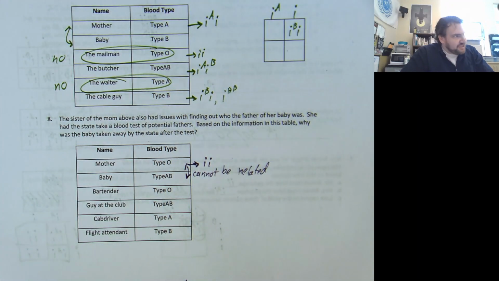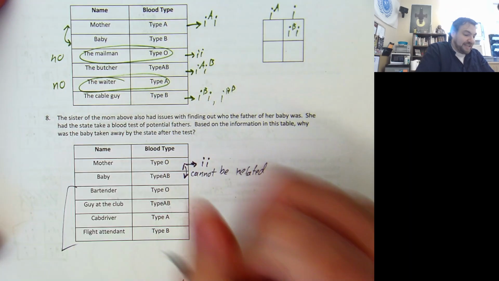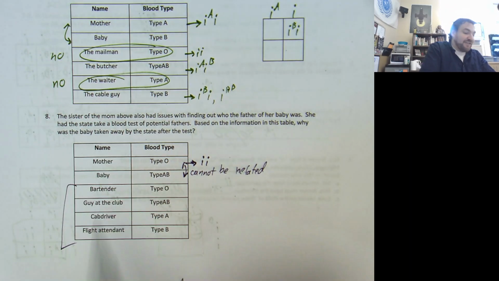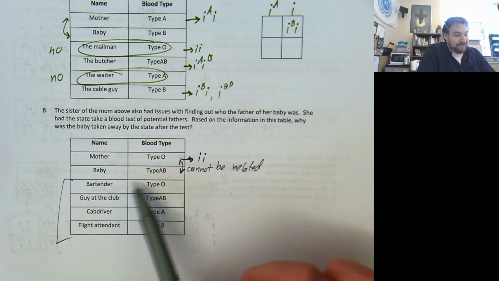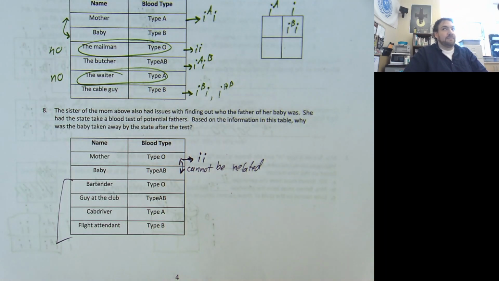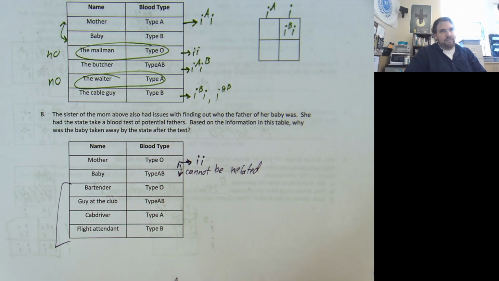Unfortunately, it does seem to be that way. Well, it could also be the cab driver or the flight attendant. We have no way of knowing. But we do know without a shadow of a doubt that if these guys only slept with this lady, none of them are the father, because this lady cannot have that baby. A type O mother cannot have a type AB baby. They cannot be related. So if she's claiming that this baby is hers, she stole it from someone. You laugh, but it happens.